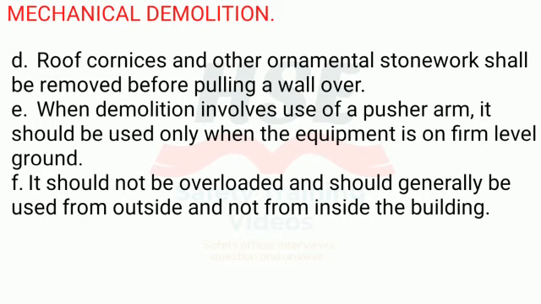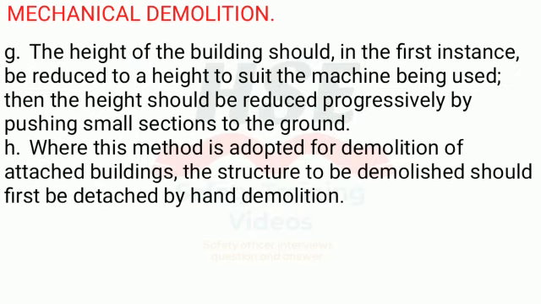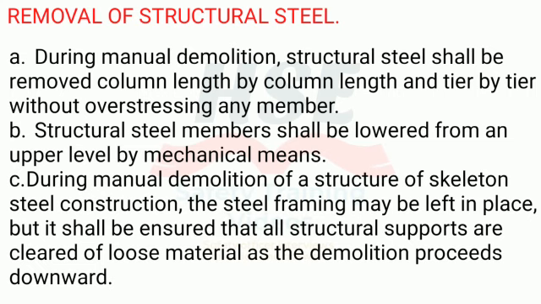E. When demolition involves use of a pusher arm, it should be used only when the equipment is on firm level ground. F. It should not be overloaded and should generally be used from outside and not from inside the building. G. The height of the building should, in the first instance, be reduced to a height to suit the machine being used, then the height should be reduced progressively by pushing small sections to the ground. H. Where this method is adopted for demolition of attached buildings, the structure to be demolished should first be detached by hand demolition.